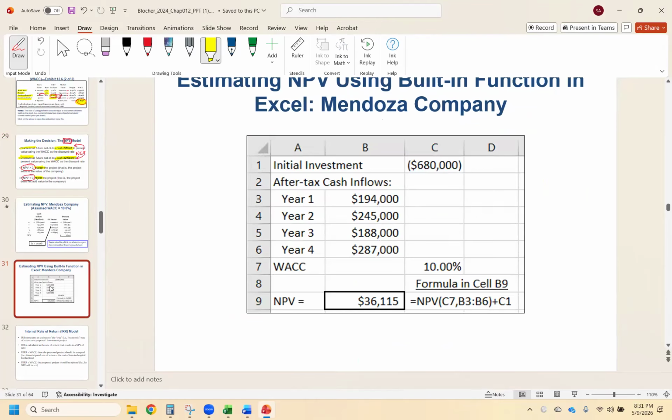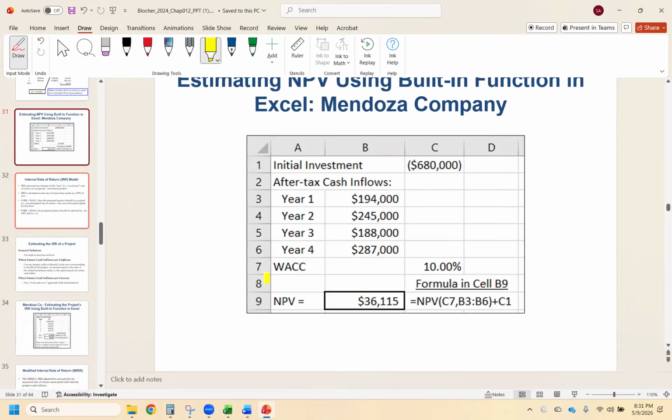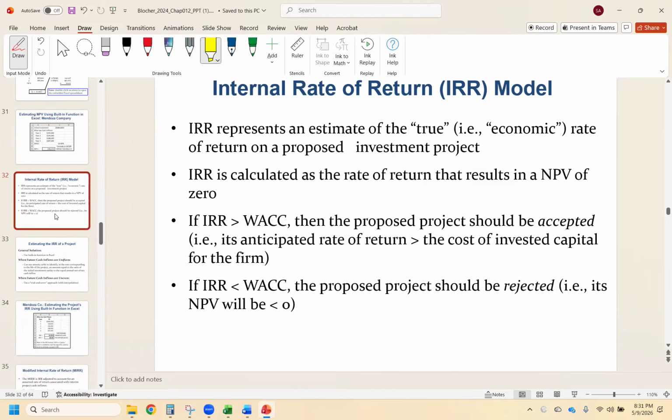We did this last time, how to do the net present value, 36. Yes. Okay.